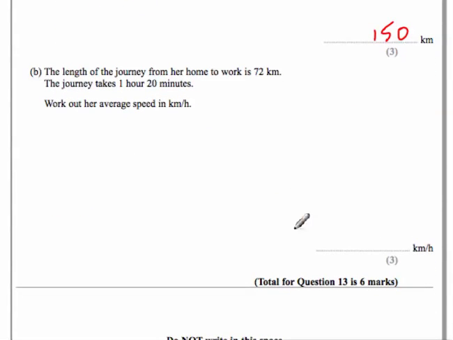Okay. The length of the journey from her home to work is 72 kilometres. The journey takes 1 hour 20 minutes. Work out her average speed. Okay. Now, if you can't remember how to calculate speed, you may well remember, you may have it lodged in there. If not, just look at the units. The units tell us everything we need to know. Kilometres, that's distance, isn't it? And hours is time.